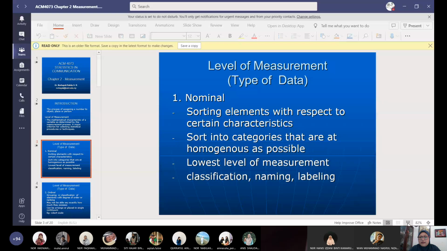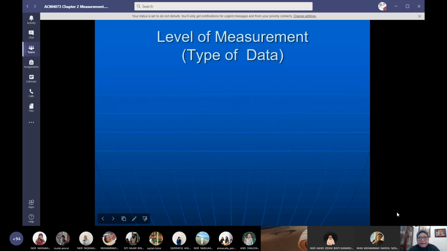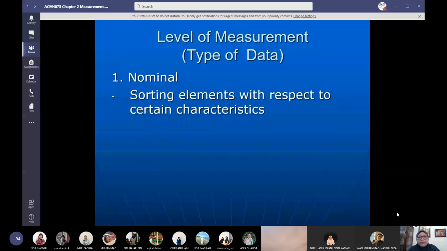The first one is nominal. What do we mean by nominal? Sorting elements with respect to certain characteristic. Sorting elements means we put them into categories with respect to certain characteristics. Example, gender. How many elements in gender? There are two, male and female.